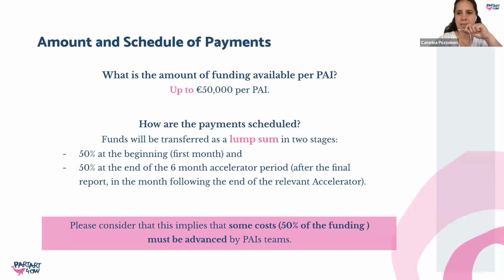So next thing is to see how the payments are scheduled. Chiara mentioned before that there will be a final installment, because the funds will be transferred as a lump sum in 2 stages. The first 50% of the payment will be provided at the beginning, by the first month of the accelerator, and 50% will be provided at the end of the 6 months accelerator period, delivered after the delivery of the final report.